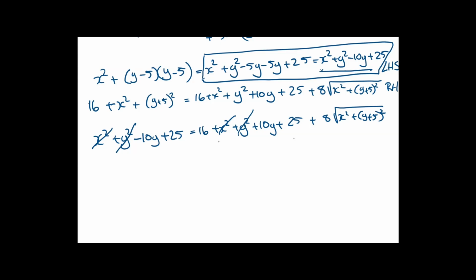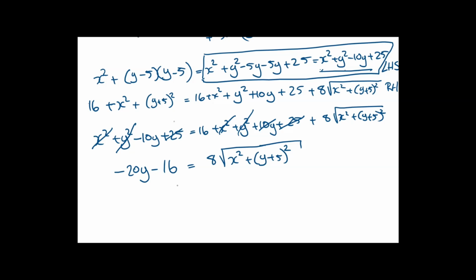We can't get rid of the 10y, but we can take 10y from both sides, so we have negative 20y now. And we can take 16 from both sides, so that's done. And we can get rid of these 25s. 25s will cancel. And now we have something which is a lot easier to deal with. Right. Now what do we do? I can see a little bit of simplification.